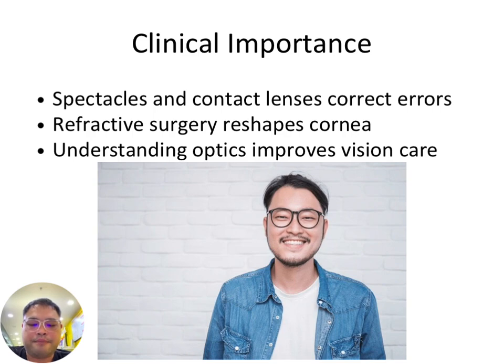Understanding how light behaves is super important in optometry. It helps optometrists find out what kind of refractive error a patient has and how to fix it. By studying the optics of the eyes, we can design better lenses, treat visual problems, and help people see clearly again.